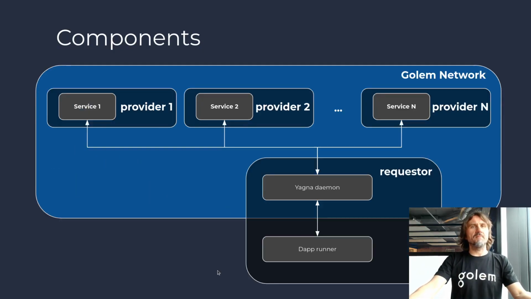And this is how Dapp-runner looks when running on the Golem network. So we have the Dapp-runner here. It's all launched on the requester machine, and it connects to the network through the Yagna daemon and launches specific services through it on server providers.